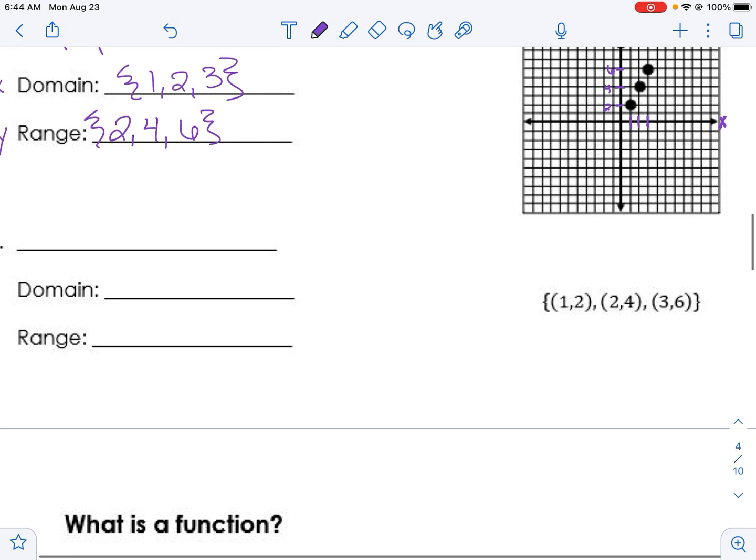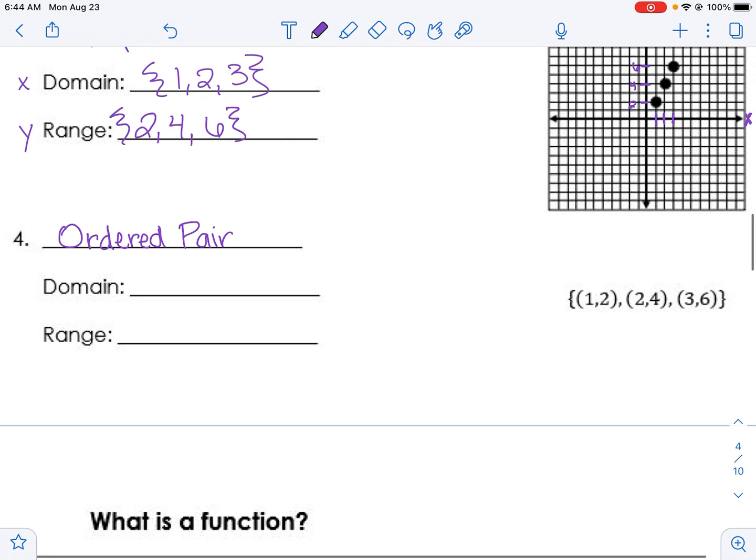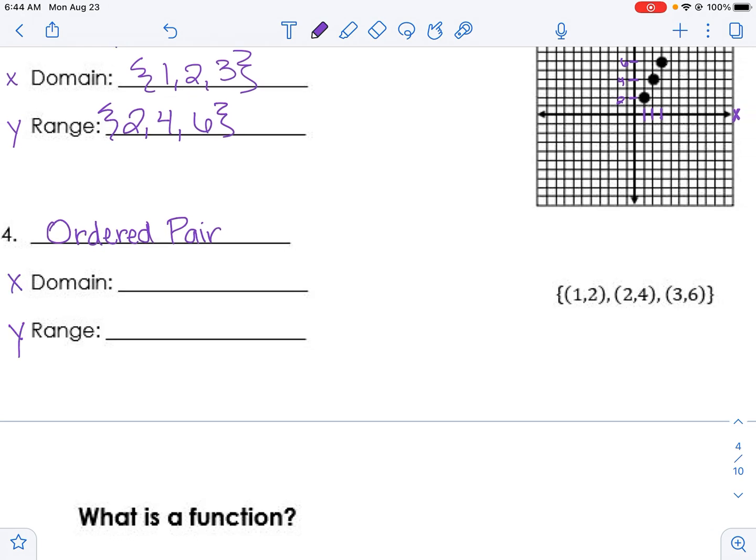Okay. Our last one, this would be an ordered pair. And again, domain is our x's, range is our y values. So we have x comma y for each of these. So my x values are 1, 2, and 3. And my range values are 2, 4, and 6.